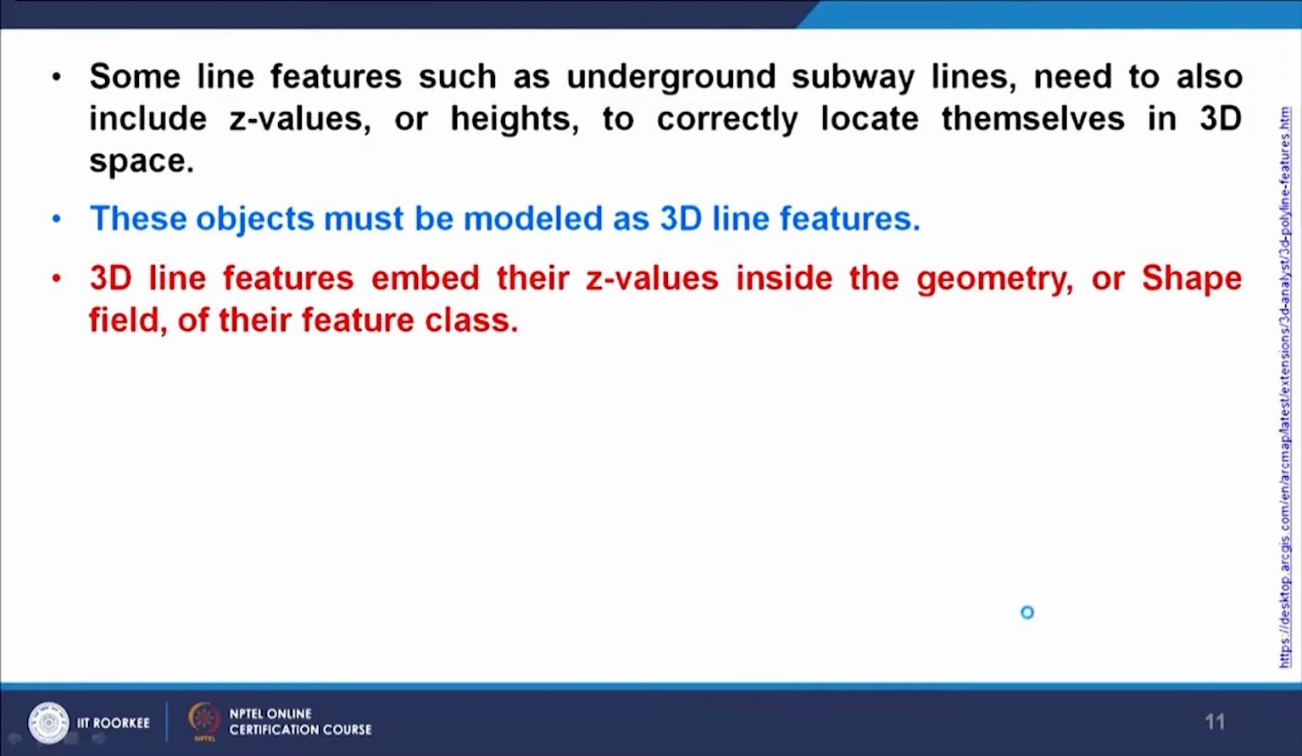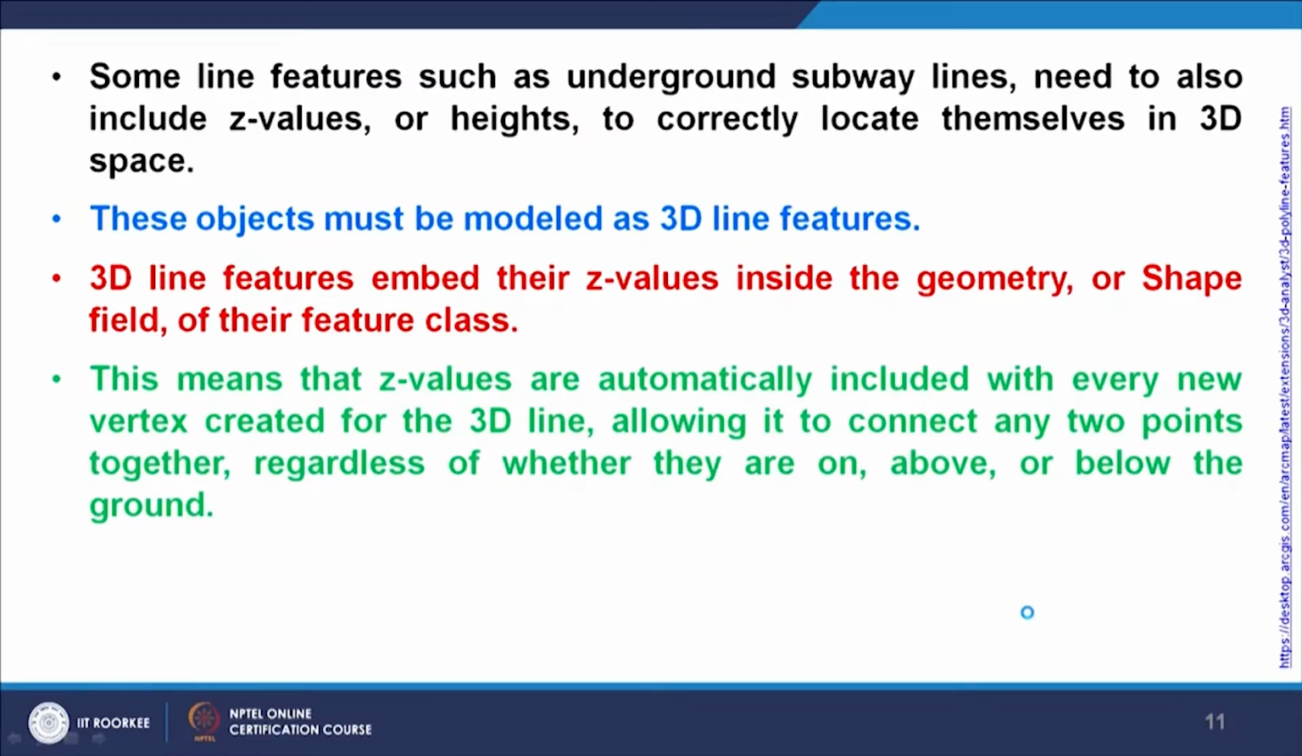So 3D features embed their Z values inside the geometry or a space field, and in software you will find 3D line. 3D lines doesn't mean that you can measure the area of a line, not at all. 3D lines means it is also having Z value in it, and if it is not, it can be attached by bringing a digital elevation model or topographic surface below, and then collecting information about the Z value and putting it in attribute table. So either you can automatically do it, or later on it can also be added in your line feature class.